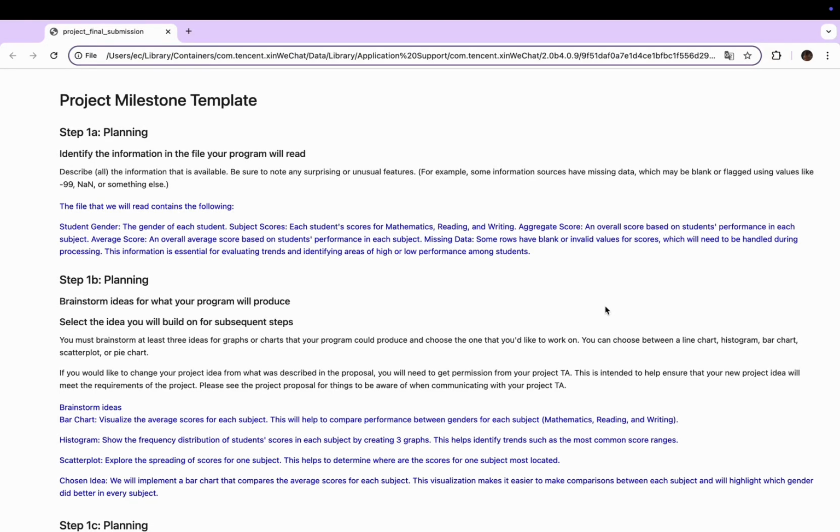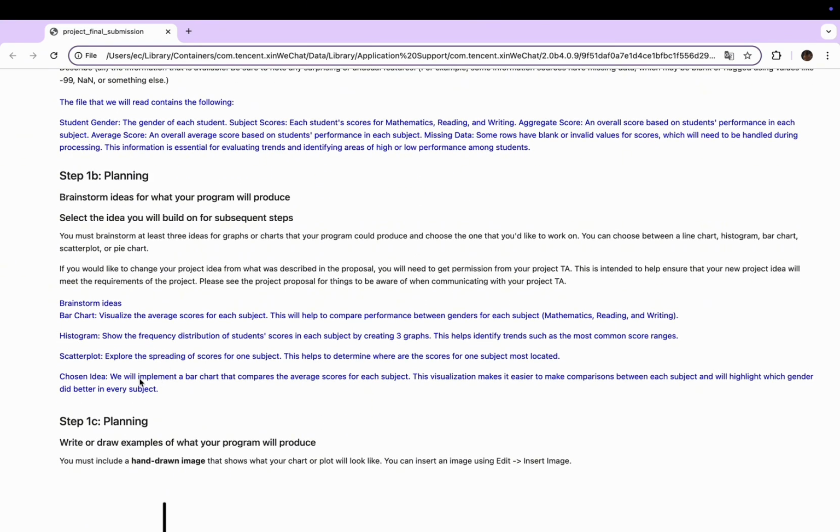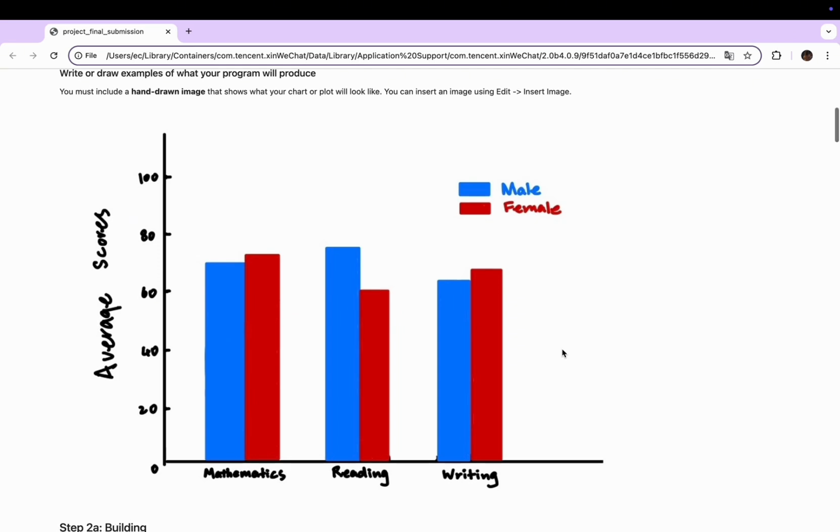We're excited to present our project, Gender-Based Analysis of Student Exam Performance. The objective of this project is to explore and compare the average performance of male and female students across three core subjects: math, reading, and writing. Gender-based performance analysis in education is a crucial topic because it can reveal disparities and help educators address gaps effectively.